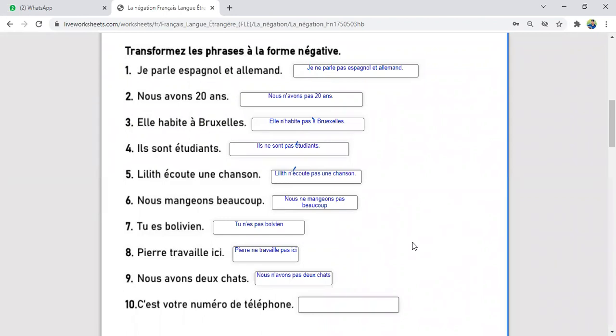Next one is nous avons deux chats. We have two cats. Nous avons deux chats. We have two cats. Nous n'avons pas de chat. We don't have two cats.